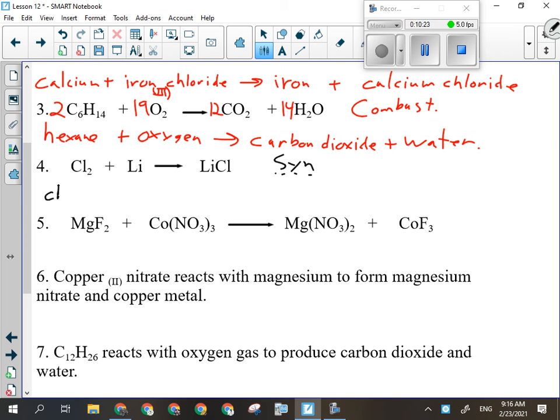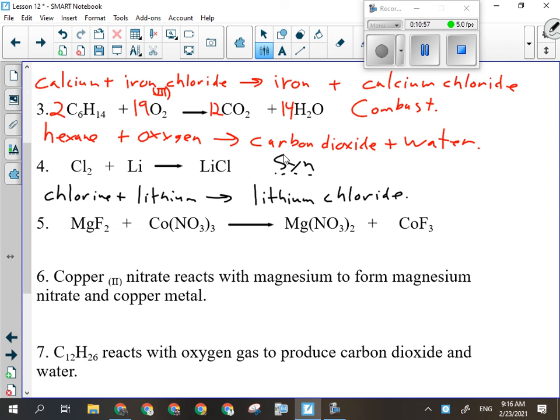This stuff is chlorine. This stuff is lithium. Oh, but not with a capital L. Okay, and that's going to give us lithium chloride. Now, I just wrote it as LiCl, which is dumb because I'm supposed to write the name. Lithium chloride. Okay, ionic compound, so no prefixes, no Roman numerals are necessary for that.